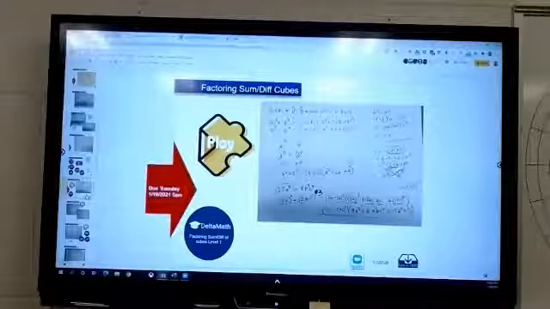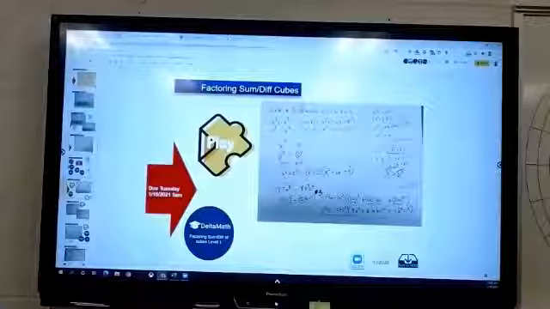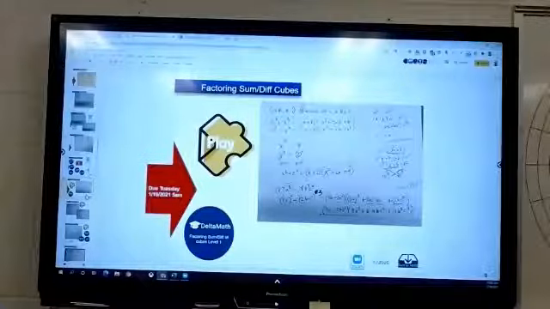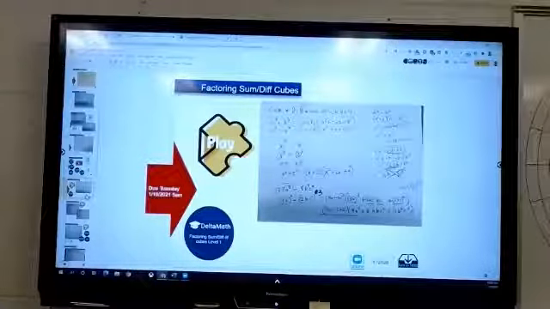Factoring sum and difference of cubes. Was that part easy to do, yes or no? Yeah, if I did it, it would have been. What do you want? Here.